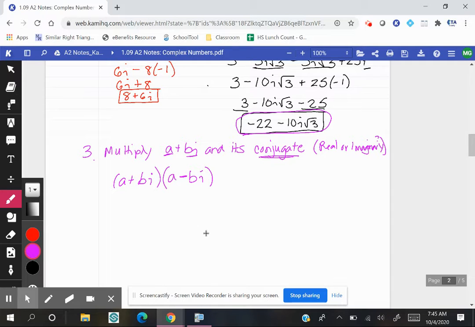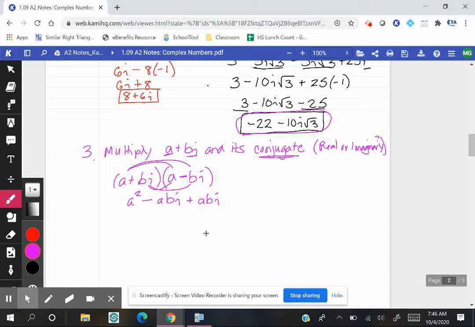We want to multiply them together. So we're just going to FOIL this out. So a times a gives me a squared. A times negative bi is negative abi. Middle terms, inner, is positive abi. And then our last terms, positive times a negative.